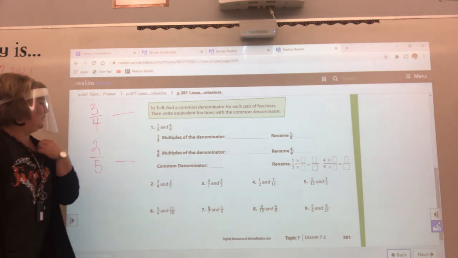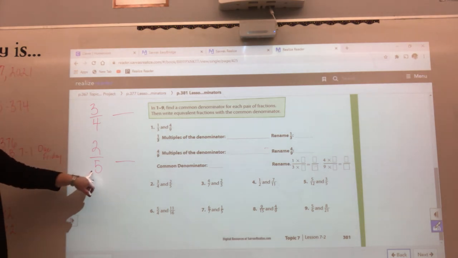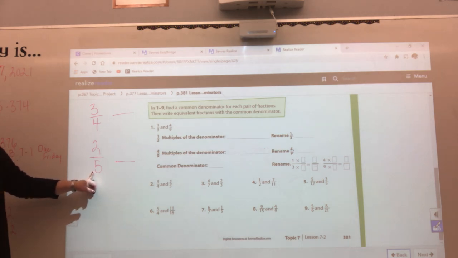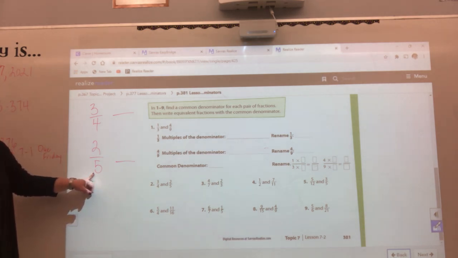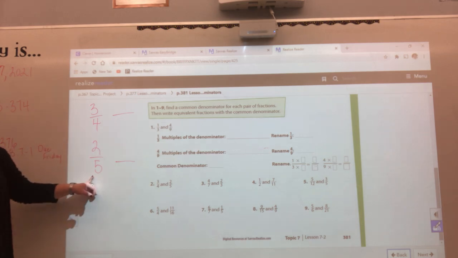Okay, we're gonna start with our bigger denominator. Is that 4, is that 5? 5. Get your pencil there and don't move it. So let's start multiplying times 5s and see if one of those numbers will work for 4 too. So 5 times 1 is 5. Is 4 times anything ever going to be 5? No. Let's go to the next 5.